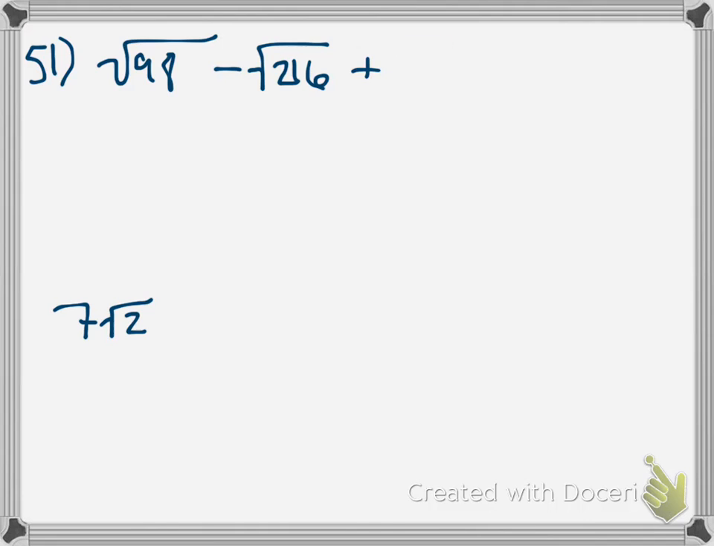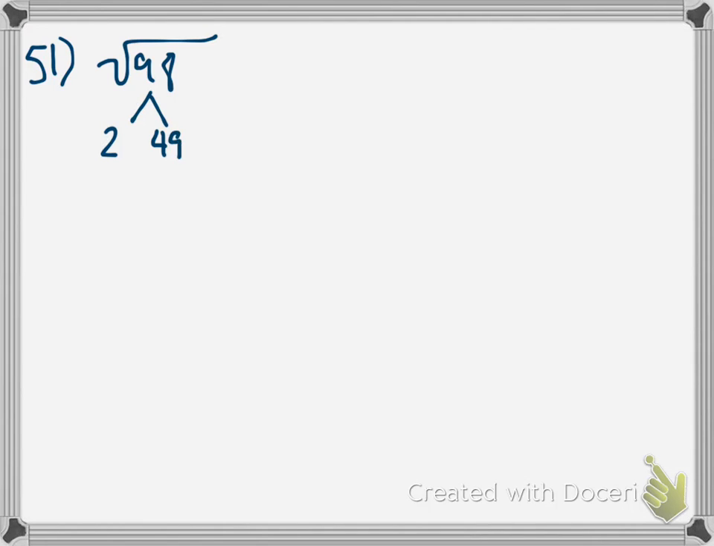Do the same thing for number 51, and I'm going to show you why. Square root of 98 is 7 squared 2. So I can say this is 2, and I get 49. And then 49 is 7 and 7. So looking here, I've got a pair of 7's with a 2 left over. The pair of 7's go on the outside, what the pair was. So keep that in mind, and the leftover number goes inside.